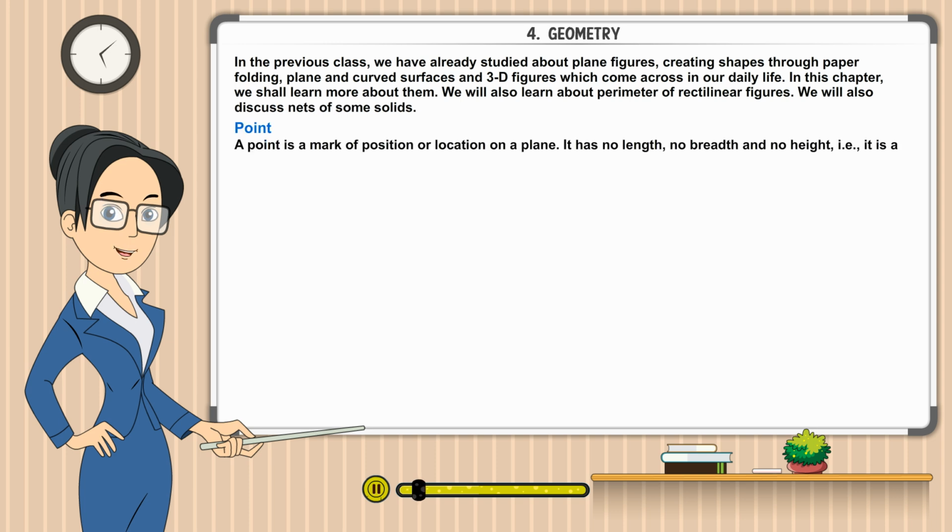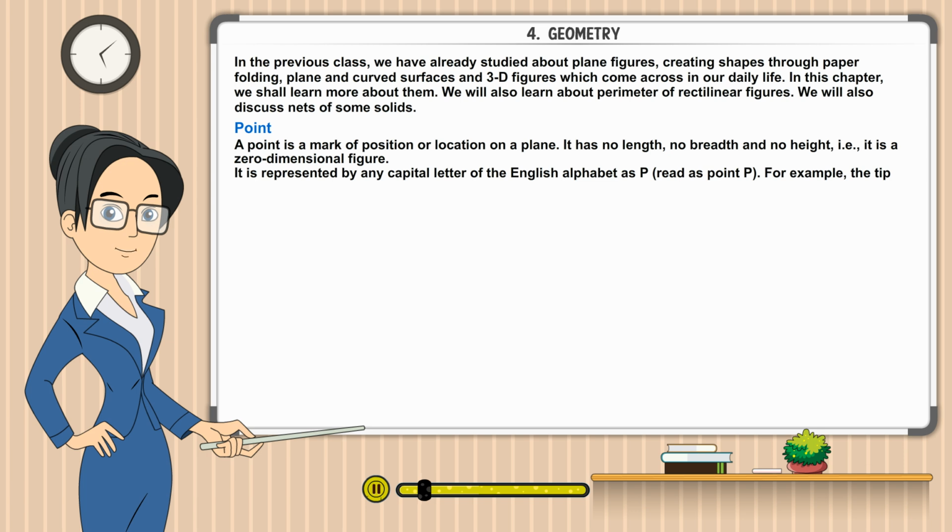Point. A point is a mark of position or location on a plane. It has no length, no breadth, and no height. That is, it is a zero-dimensional figure. It is represented by any capital letter of the English alphabet as P, read as point P. For example, the tip of a needle, pencil, etc.